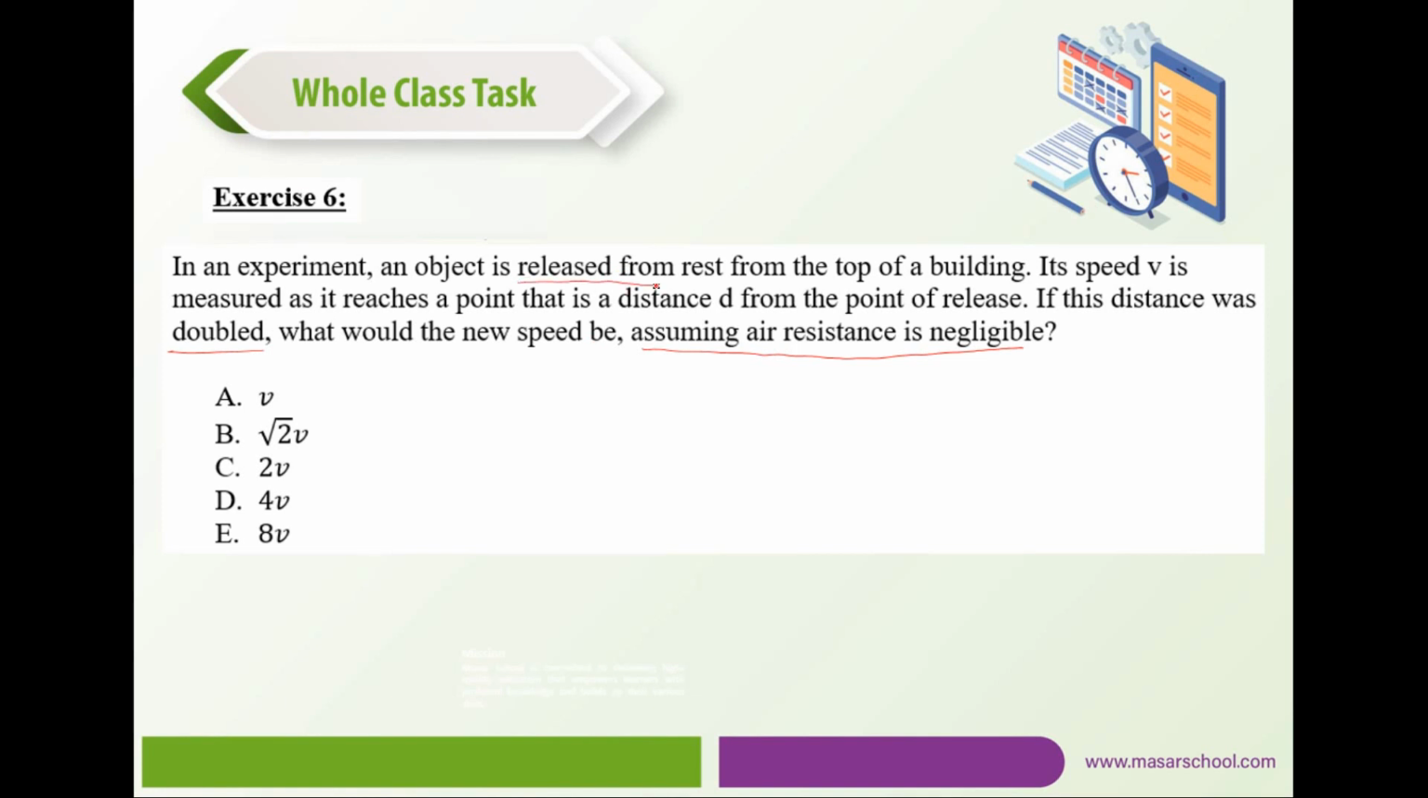Released from rest, so we can use directly v equals radical 2gh, and now we can apply the factor of change. The distance is doubled, so radical 2 and g didn't change, and h is multiplied by 2, so it would be a factor of radical 2, and the correct answer would be B.